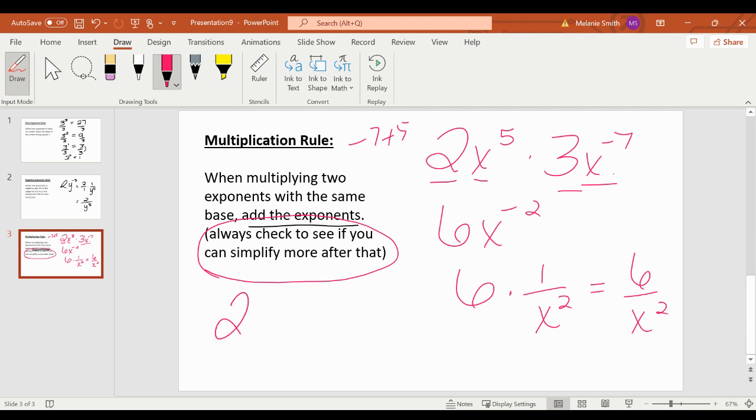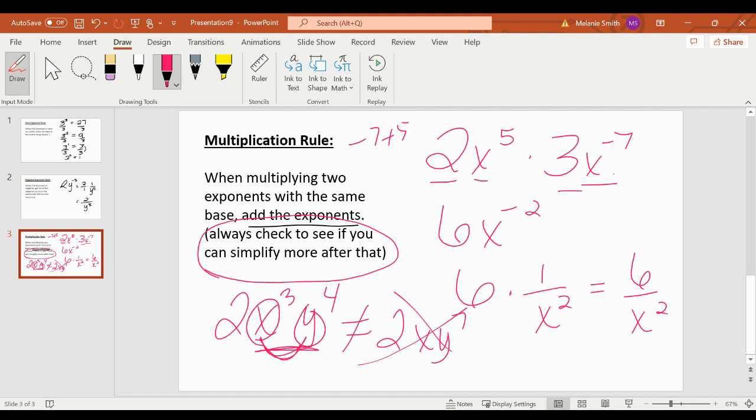Now, what we can't do is this. That does not become, it is not equal to like 2xy to the 7th or something. It does not equal that. That's wrong, because of these two things right here, they must have the same base in order for you to add those exponents.